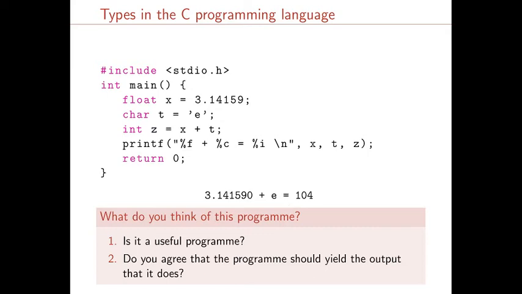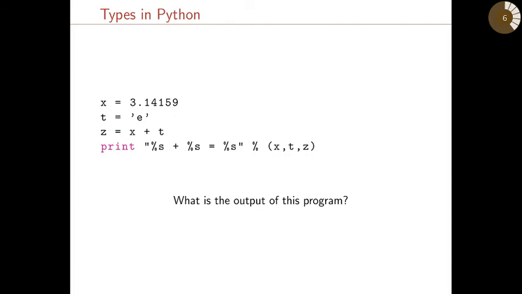Let's look at the very same program, written in a different language, here in Python. This program starts as follows. We declare a variable x and assign it the value of 3.14159 as before, t another variable declared to be e, and the variable z gets the value x plus t. And then we print the output. What will the output of this program be? Again, I give you some time to think about this. You can also pause the video again and try this yourself on your own computer.